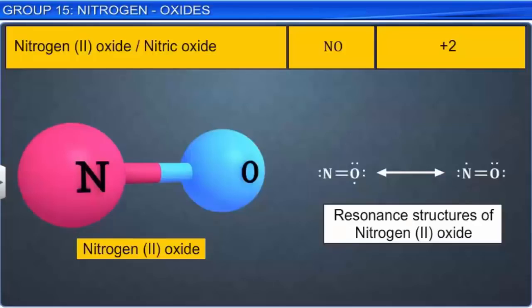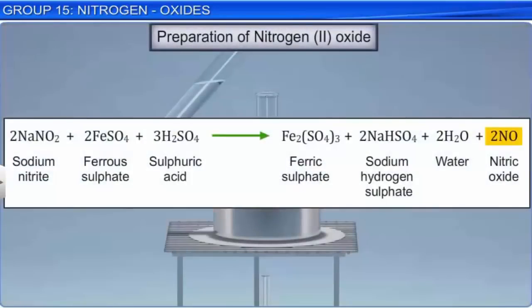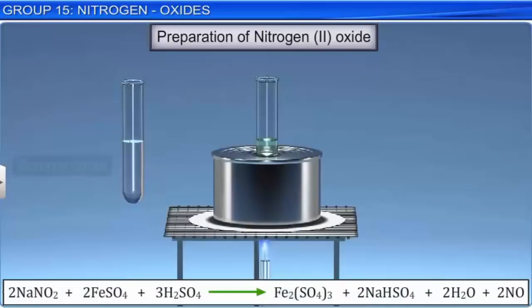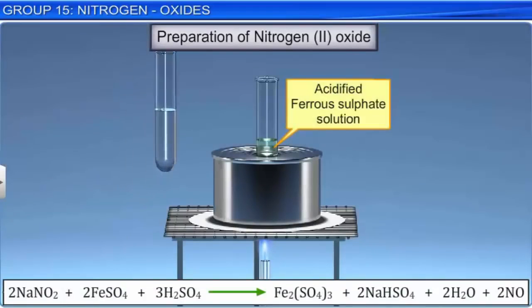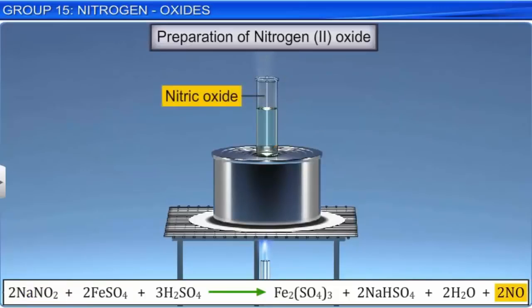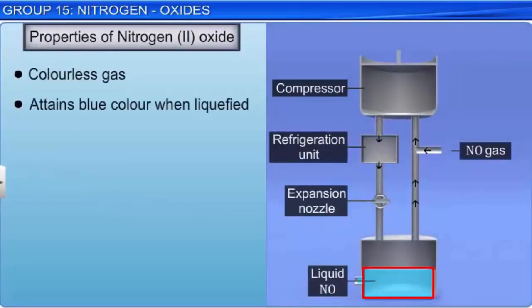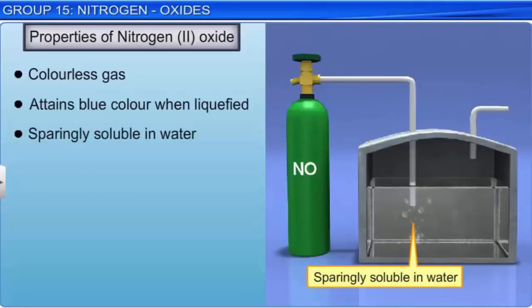Nitrogen 2 oxide, also called nitrogen monoxide or nitric oxide, is prepared by the reduction of nitrite salt with ferrous sulfate. In this method, an acidified ferrous sulfate solution is warmed with a concentrated solution of sodium nitrite to get a pure sample of nitric oxide. Nitric oxide is a colorless gas that attains blue color when liquefied. It is sparingly soluble in water.